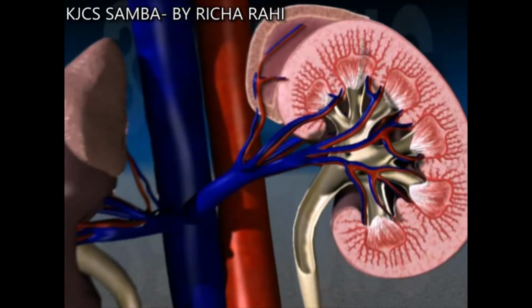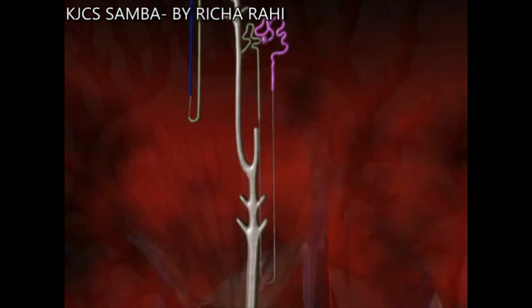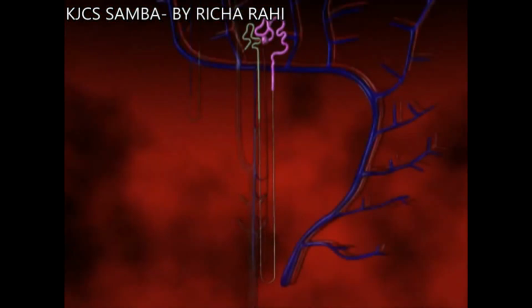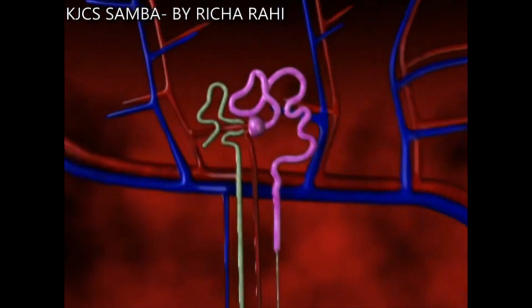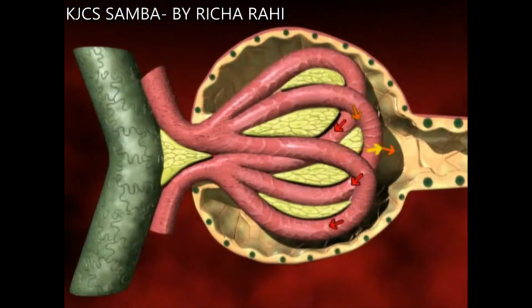So let us see this short video of kidneys. This video is showing the inside view of the kidney. You can see here the inside view of the kidney, the functional unit, the nephron. We can see here the nephron, the functional unit of the kidney.